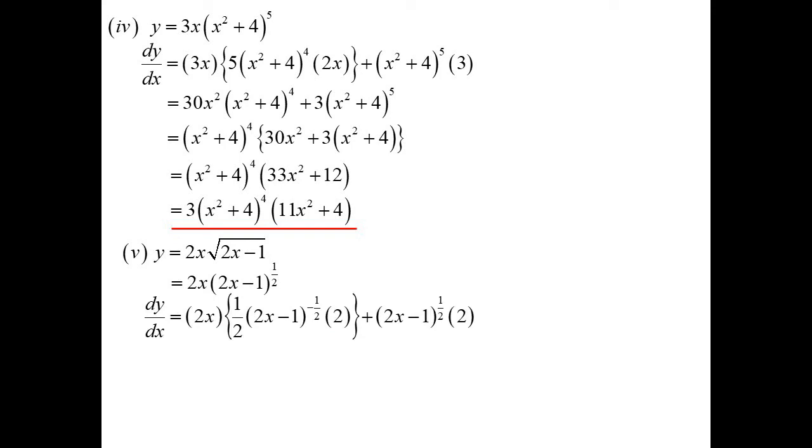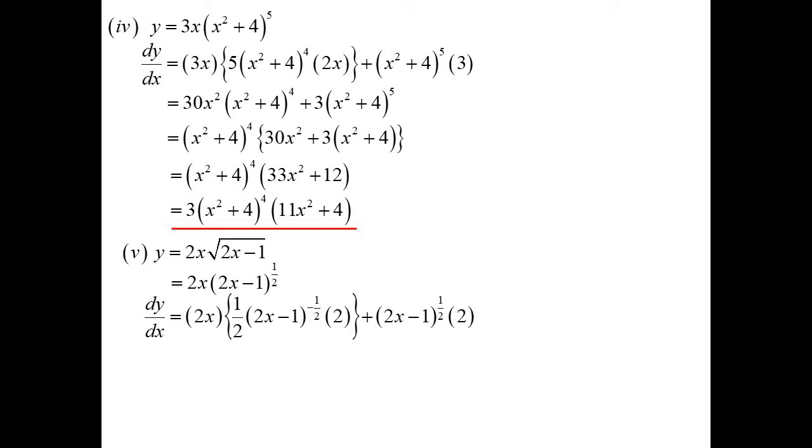Definitely useful for something like this, because we can't expand out 2x minus 1 to the power of a half. So, write down the first, 2x, diff the second, ooh, anarchy. Bring down the power, lower the power, diff the inside. Plus, write down the second, diff the first. So much easier than formulas, isn't it?